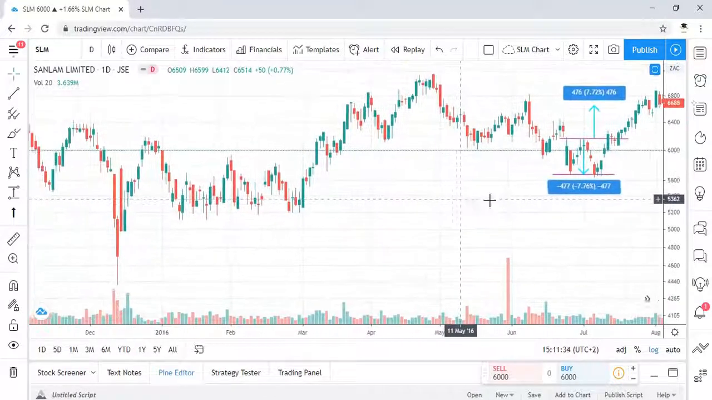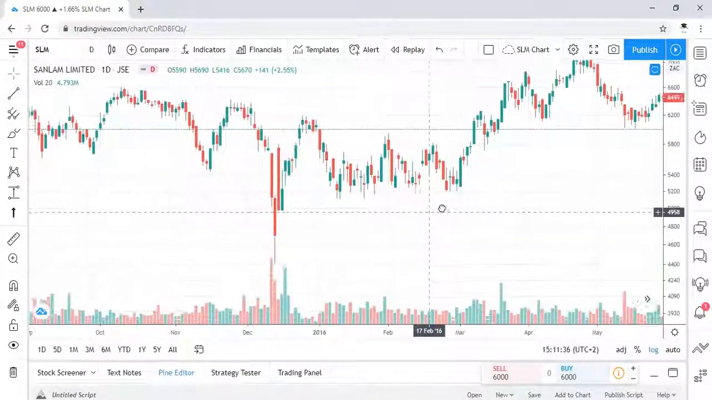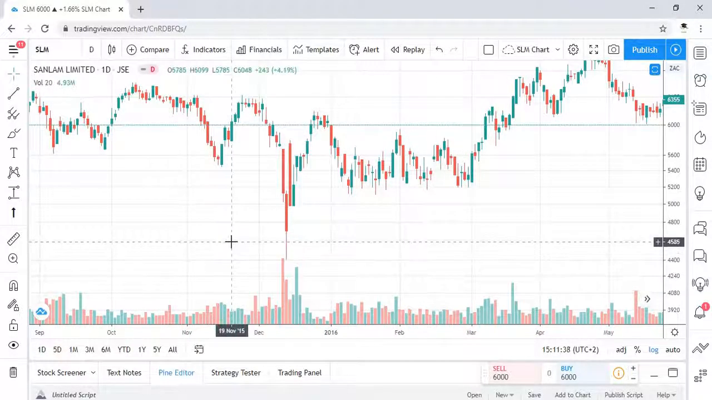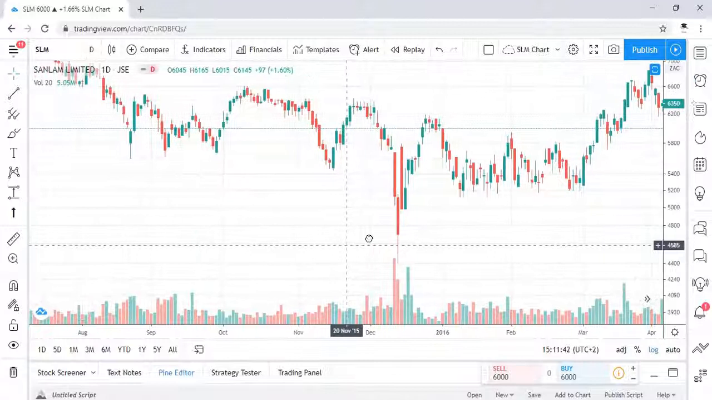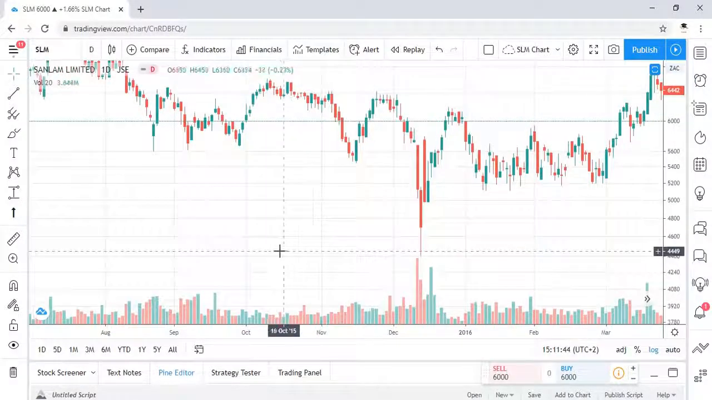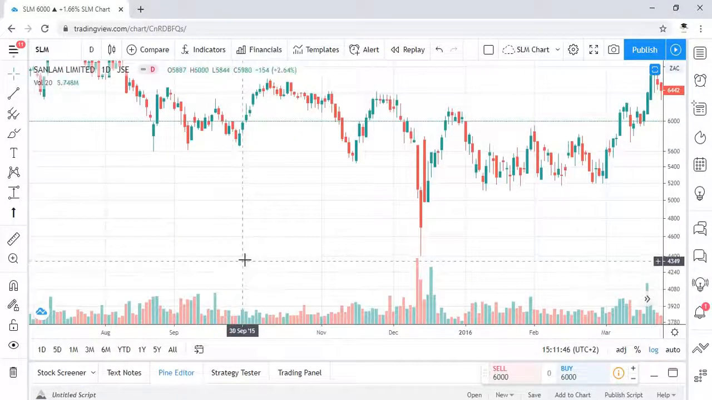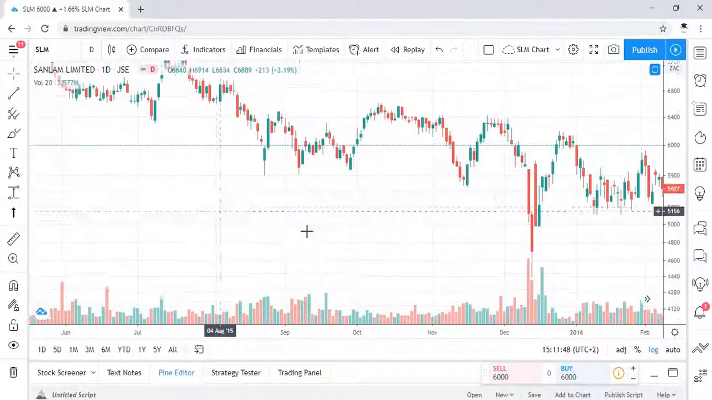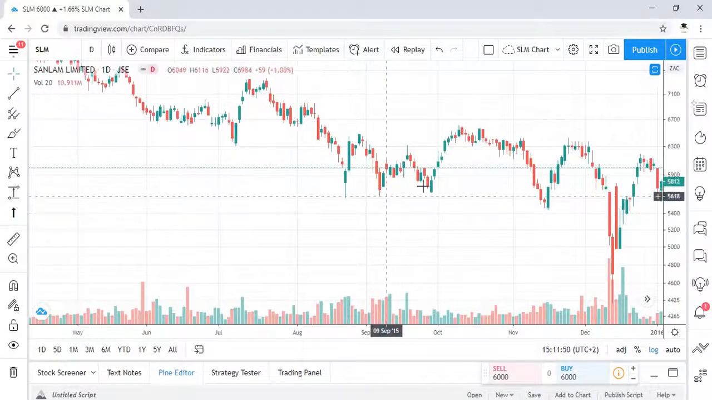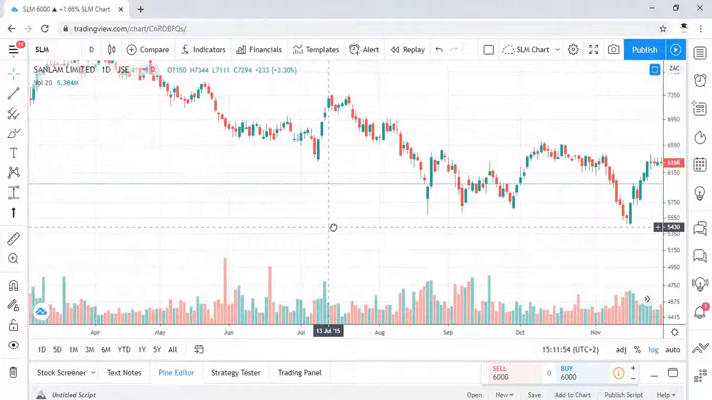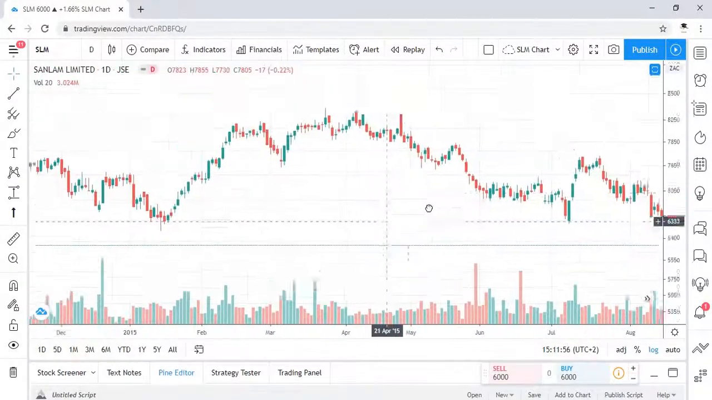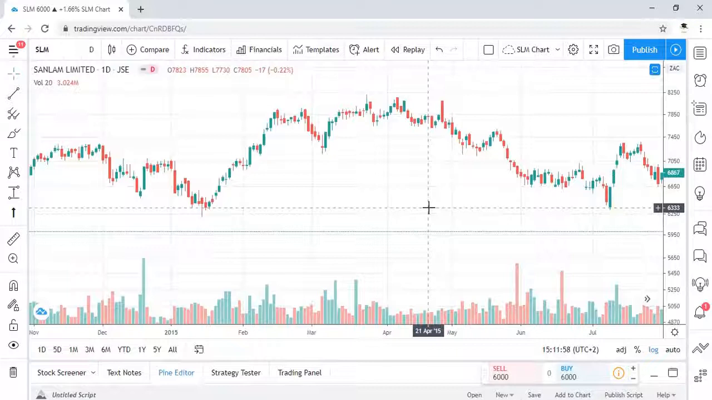At the other end, we are looking for a double top formation. Let's just see where we can look for one. Just looking here, you can make a case for another double bottom again. So let's see if we can find a double top.